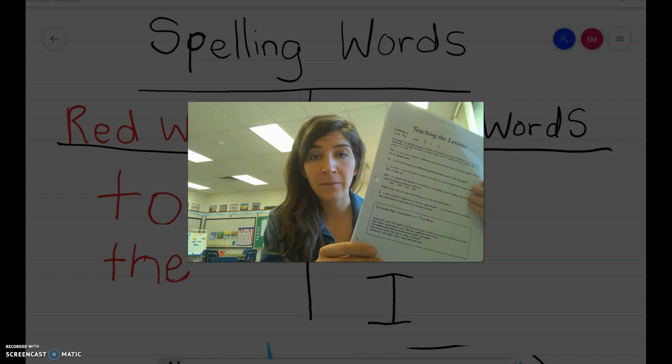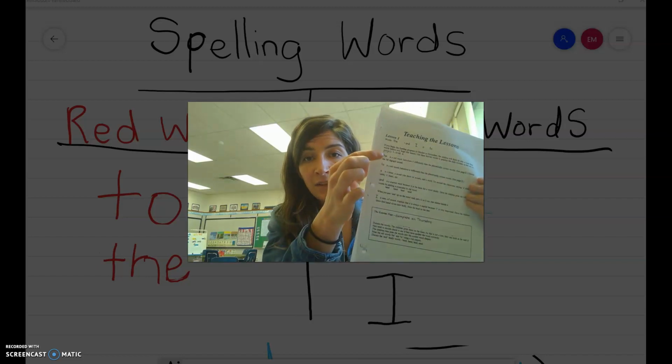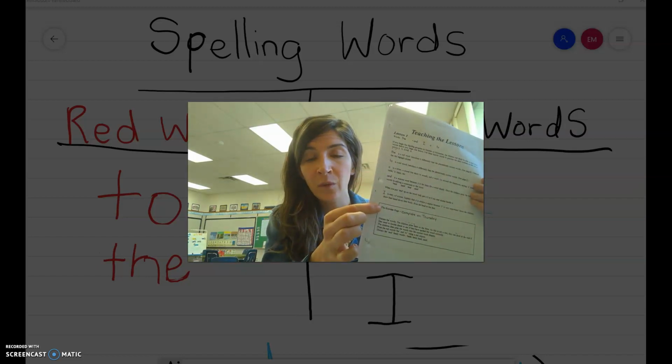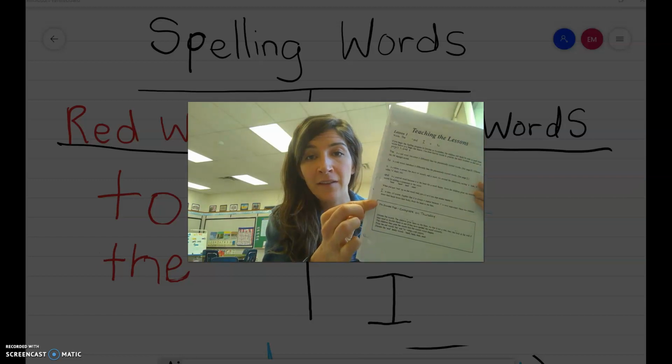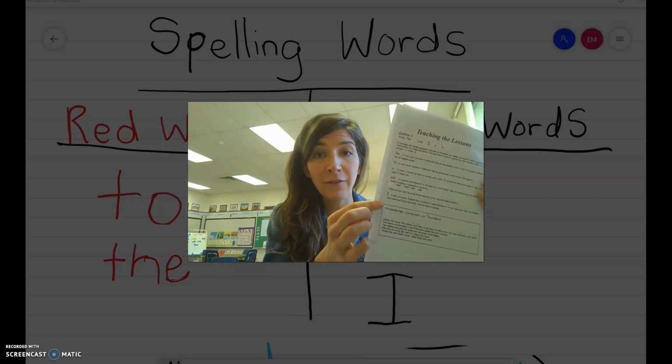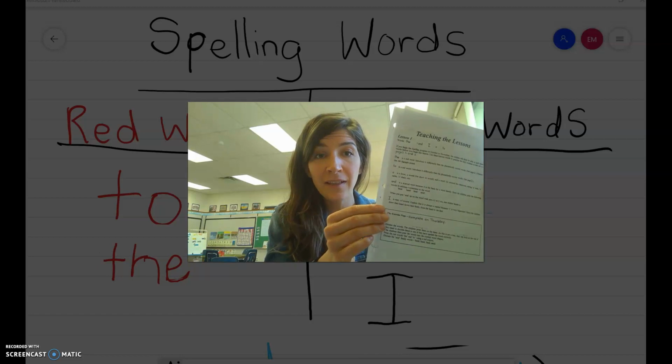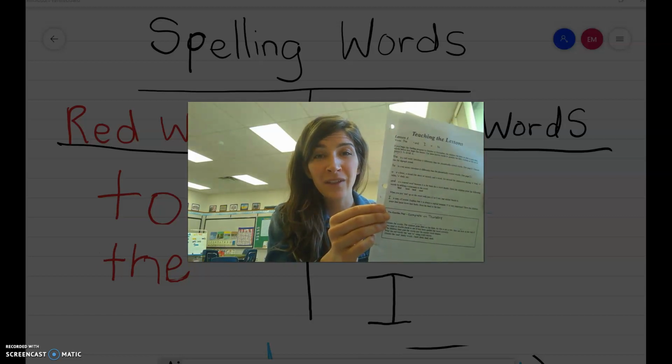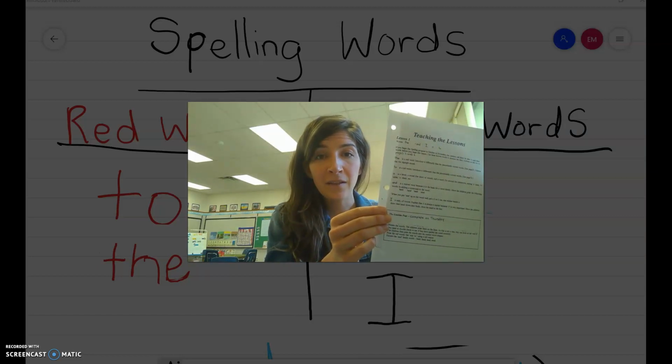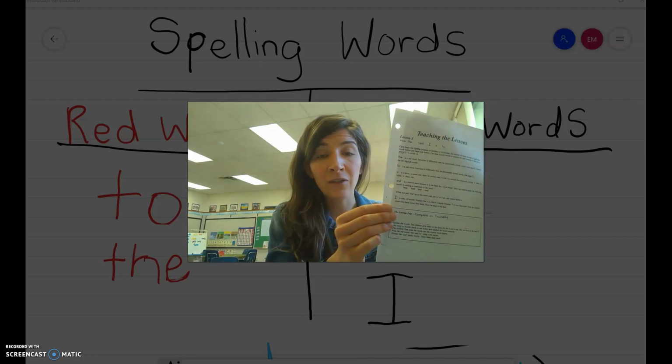And the first page that comes says teaching the lessons, and it tells you each word that your child's going to work on that week and what kind of word it is. Is it a phonetic word, a word that's spelled the way it sounds, or a read word, a word that we just have to know by sight because it's got some different chunks in it or the letters don't make the sounds that we would expect them to.